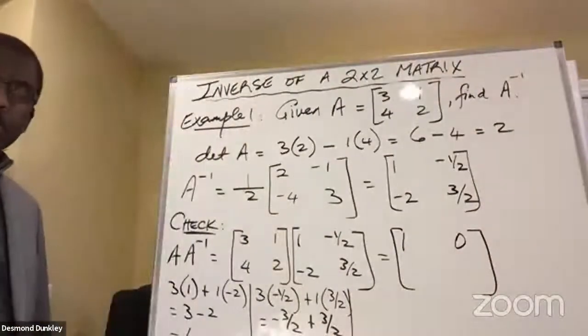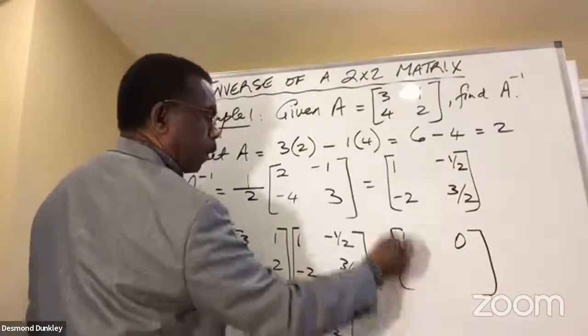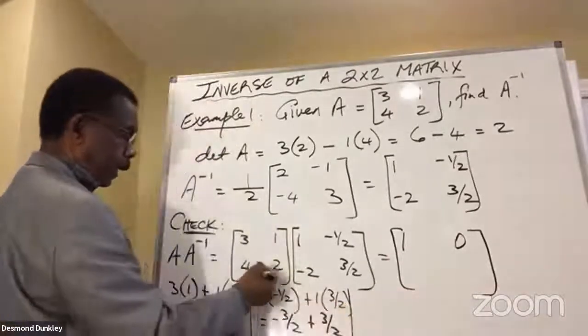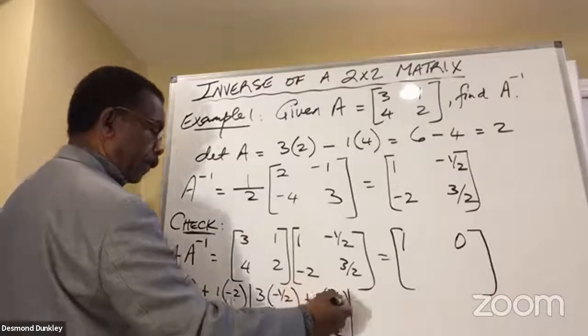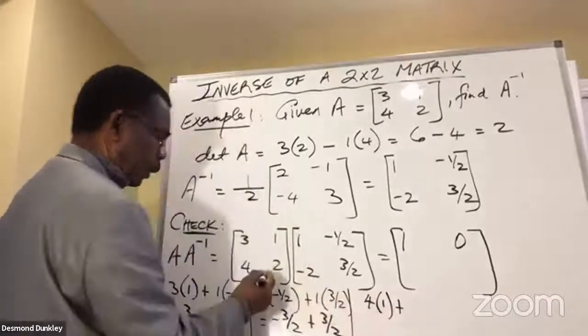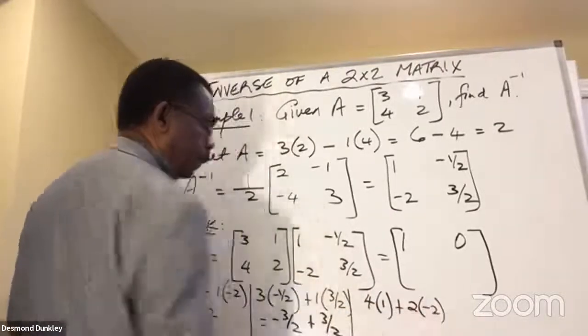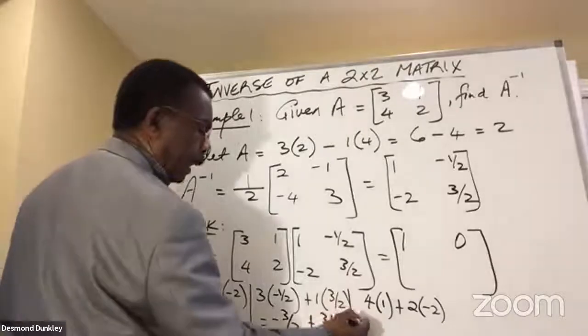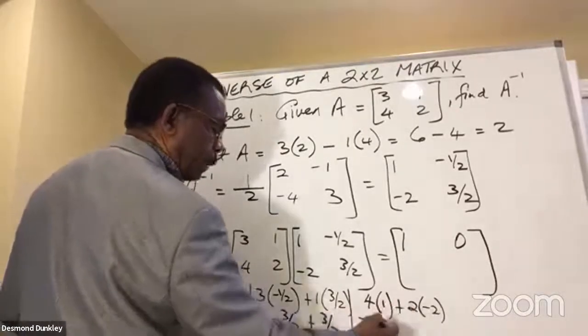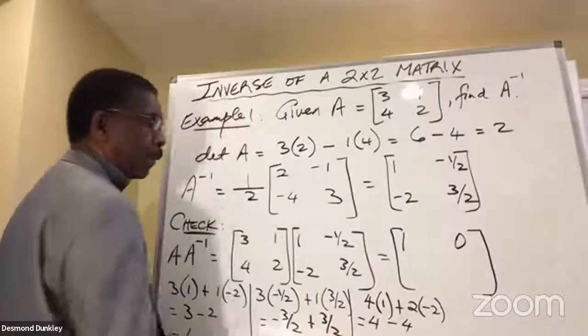2 down, 2 to go. So now we're going to go to the second row, first column. It's 4 times 1 plus 2 times negative 2. Okay? 4 times 1 is 4. 2 times negative 2 is negative 4. Result is 0.